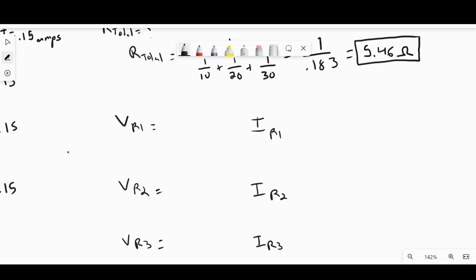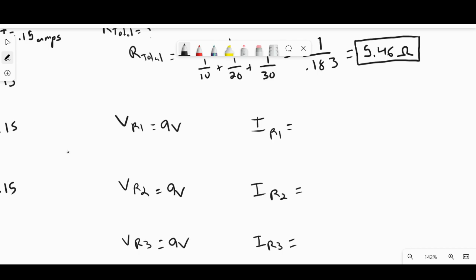Now, based on our rules, it's kind of the opposite of a series circuit. In a series circuit, current is constant and voltage drops. In a parallel circuit, voltage is going to be constant and current is going to drop over each load. So I know I have 9 volts. So voltage across resistor 1, 9 volts. Voltage across resistor 2, 9 volts. Voltage across resistor 3, 9 volts.